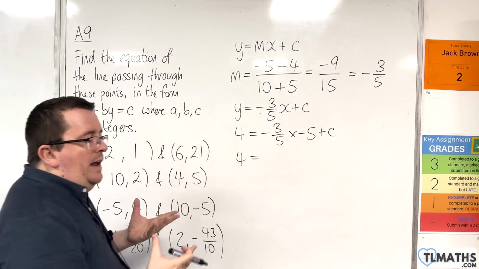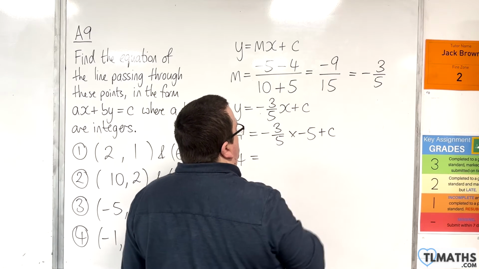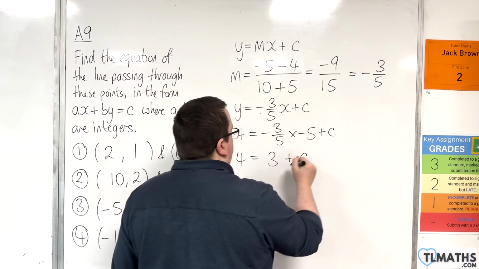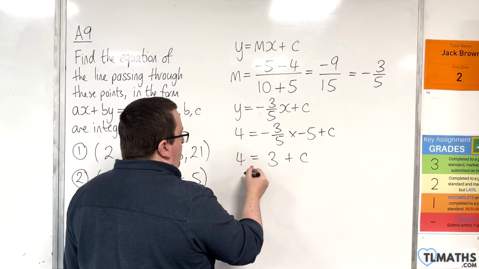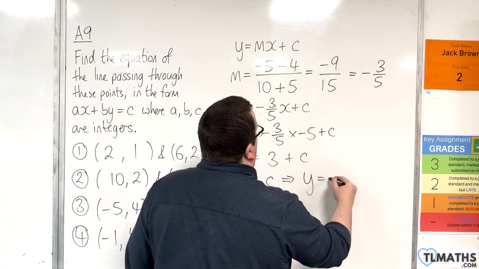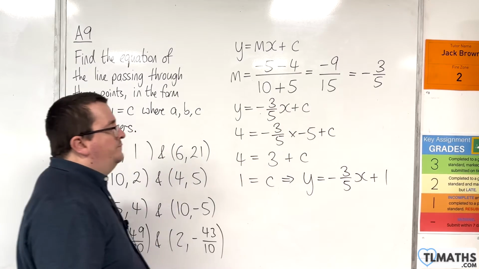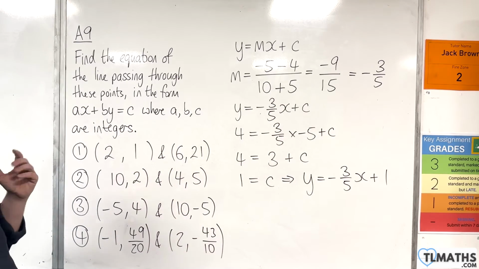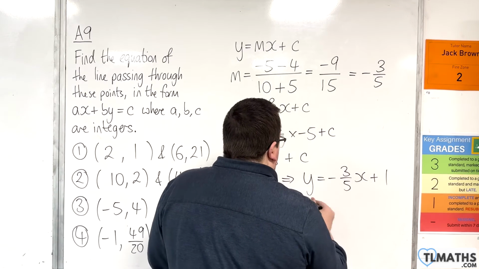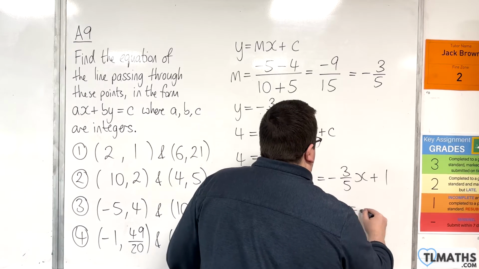So remember, you can get your calculator to do whatever little workings you need. -3/5 times -5 is +3. Subtract the 3 from both sides, so c is 1. So we have y is equal to -3/5 x plus 1. Now that's not in the format that I want. So if I add the 3/5 x to both sides, we'll get 3/5 x plus y equals 1.